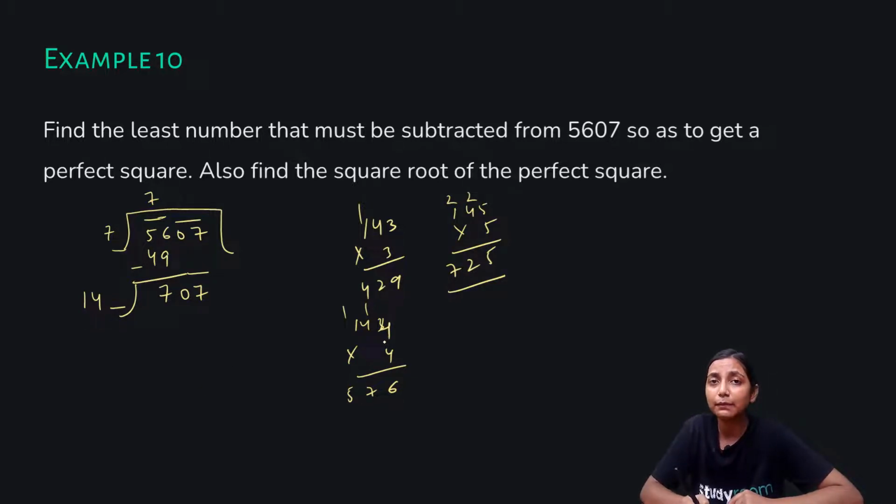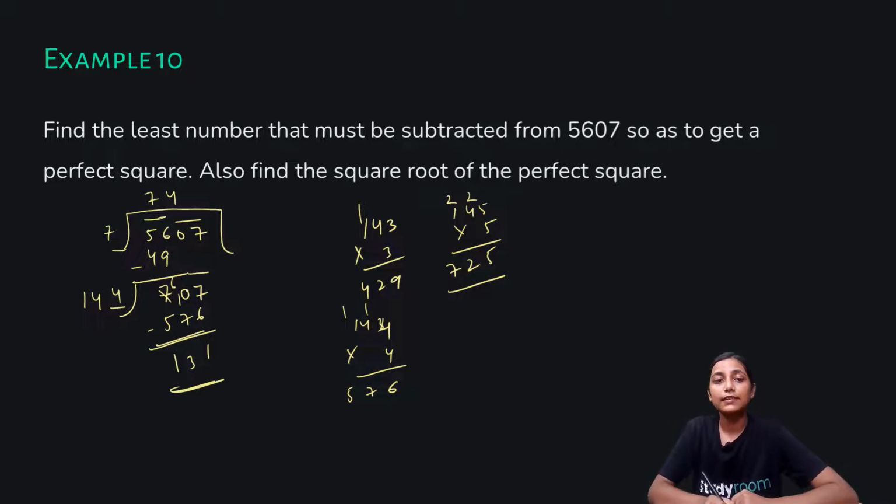We will be choosing the number less than it, that was 4. We will write 4 here, 4 will be placed here again. What are we getting? 576. Subtracting this, we get 131. The remainder, since this number 5607 was not a perfect square, therefore we are not getting the remainder as 0. We are getting the remainder as 131.